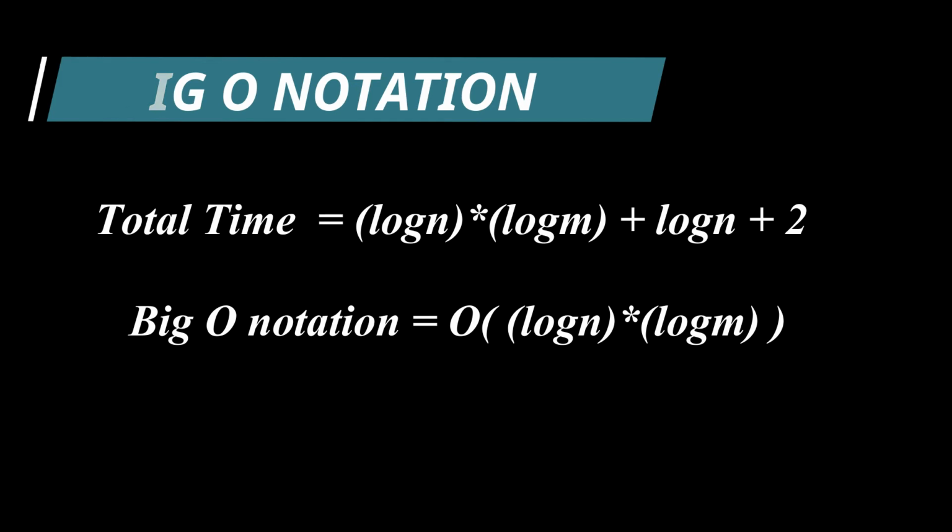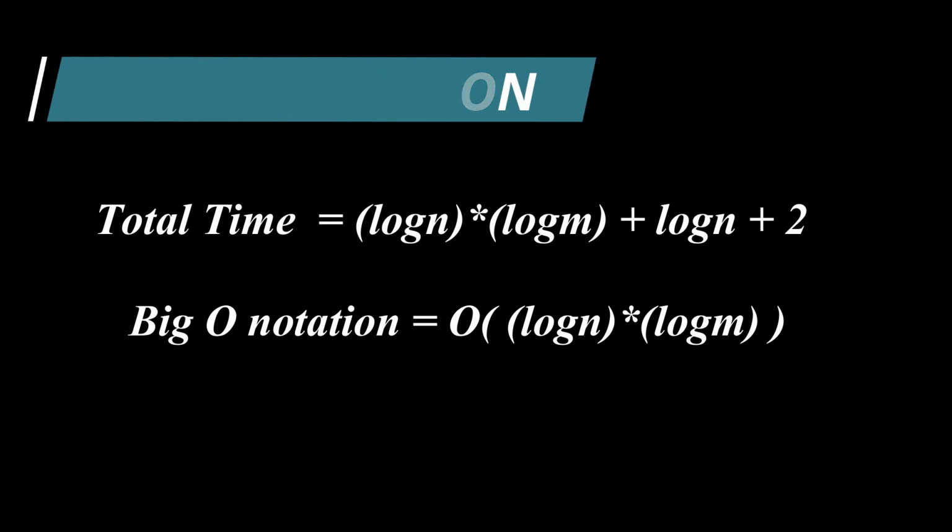Always remember that when we are presenting our time complexity in terms of Big O notation, its coefficient must be 1. I hope you guys now have an idea of understanding time complexity.